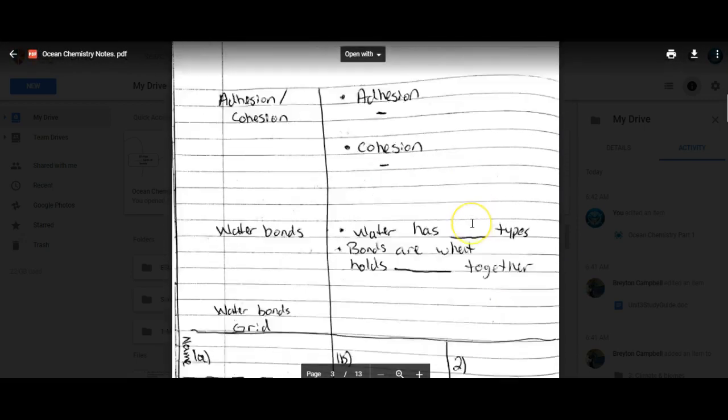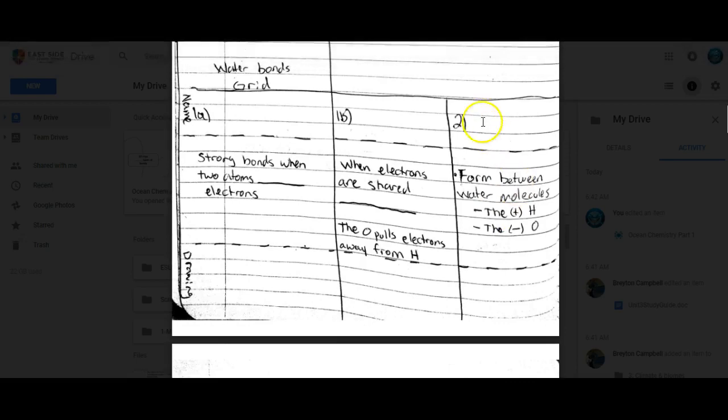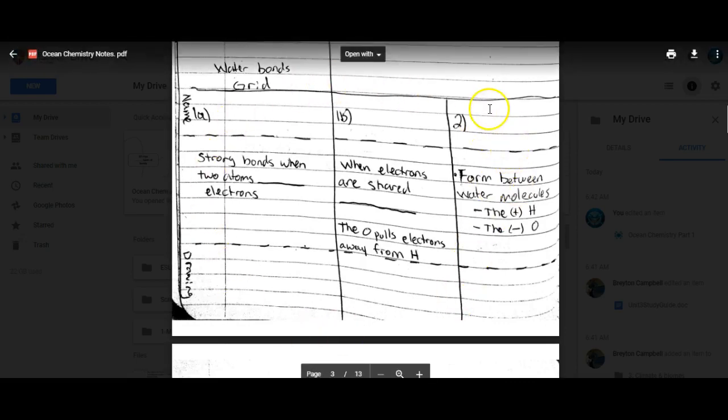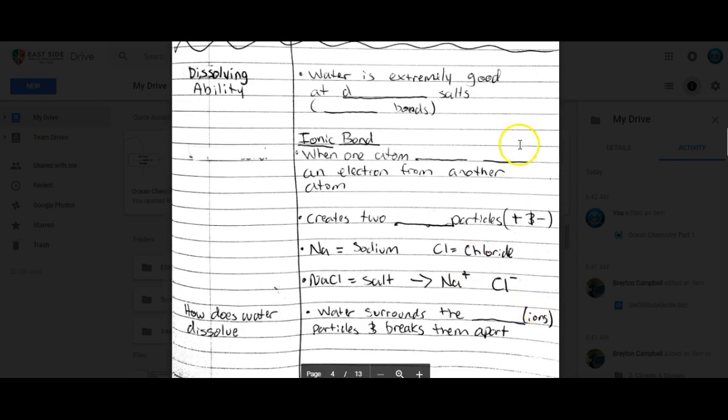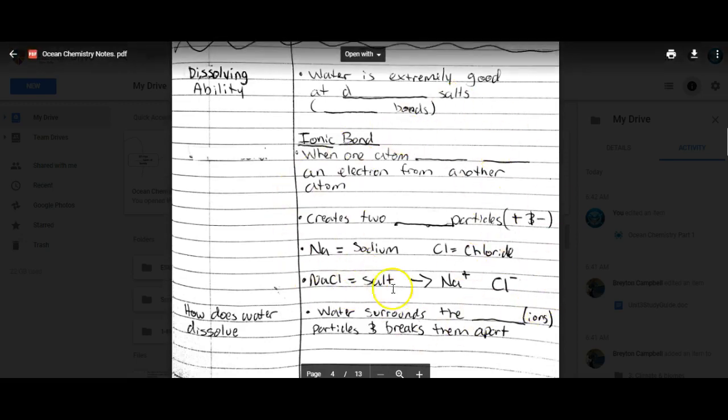Over here, make sure you know adhesion, cohesion. This grid you're going to have to know really well. Know which one has the solid lines, which one has the dashed lines. So right here, again, you guys are going to see solid lines. When you guys get to hydrogen bonding, you're going to see the dashed lines. Over here, dissolving ability. This is the one where you create 2 very charged particles, the sodium and the chloride. This is due to the ionic bond.